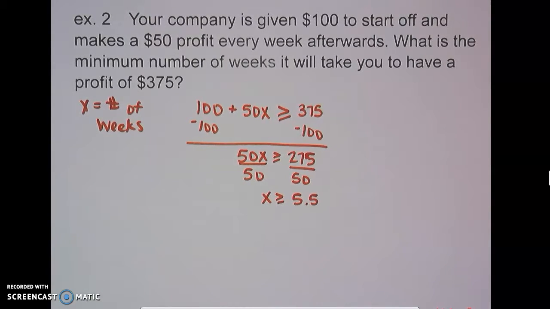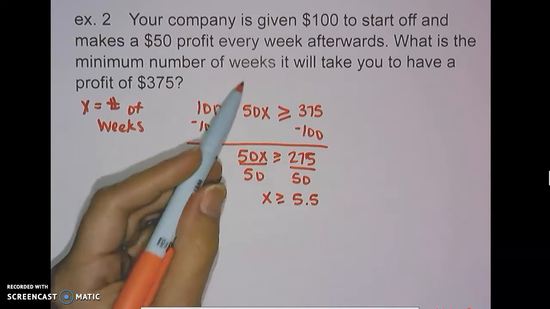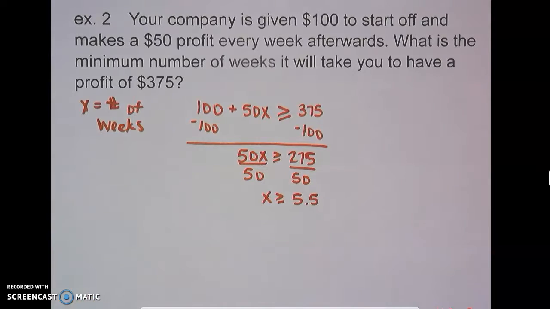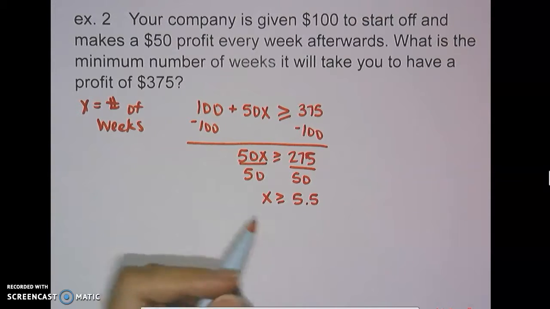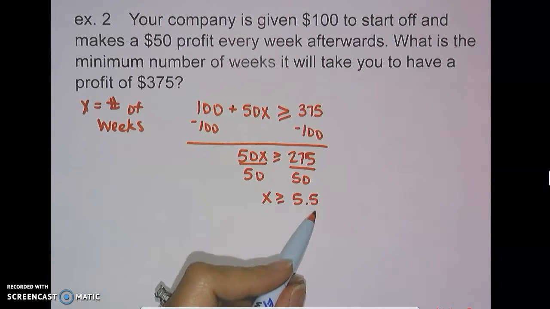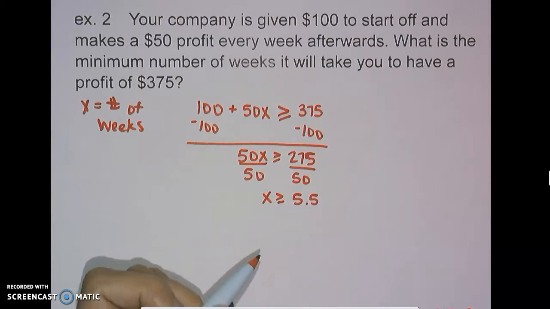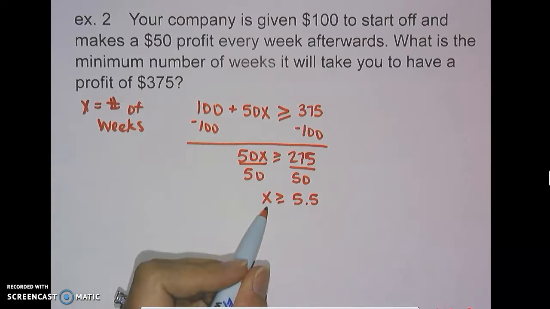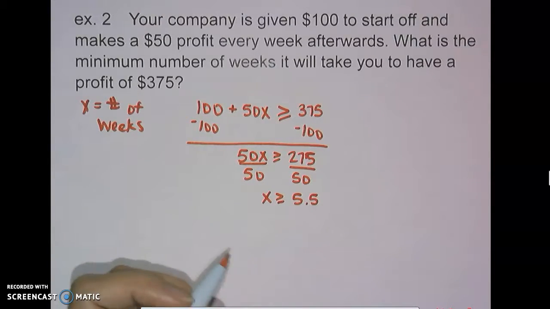Now, this is a decimal. That doesn't mean that we did something wrong, but we want the full number of weeks, so we can't leave this as a decimal. We have to round it, and we have to decide, should we round it down to 5 weeks? If we only have 5 weeks, will we have enough money to have a profit of $375, or do we need over that, and we would need to say 6 weeks? Since it says x is greater than or equal to 5.5, we need to round it up, because the 5 weeks would not satisfy this, okay?